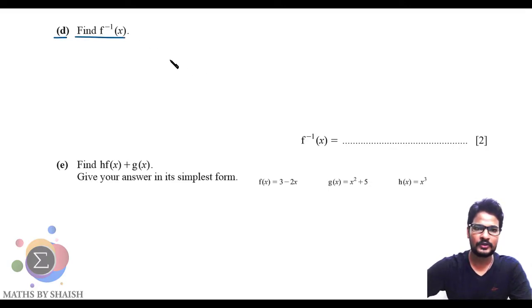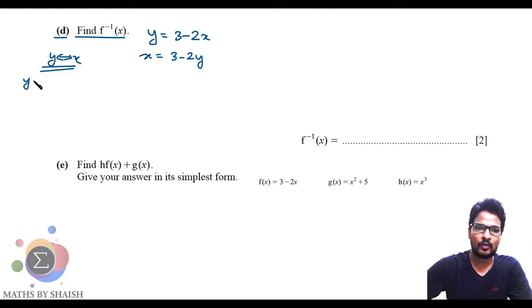So we have 4 steps to find the f inverse of x. First of all, we write f of x, which is 3 minus 2x, as y. So y equals 3 minus 2x, and then we will interchange x and y. So it is x equals 3 minus 2y. Now we will make y the subject.